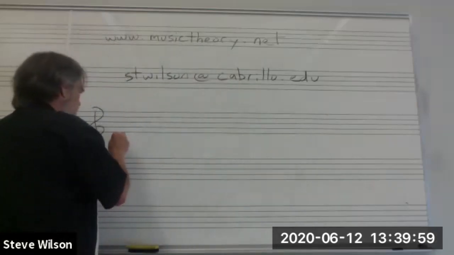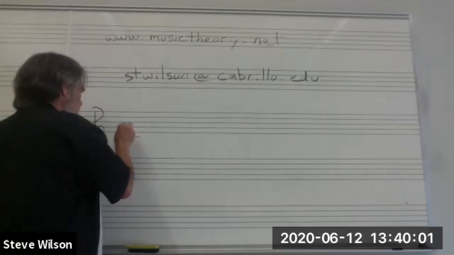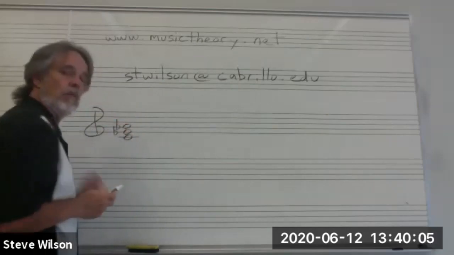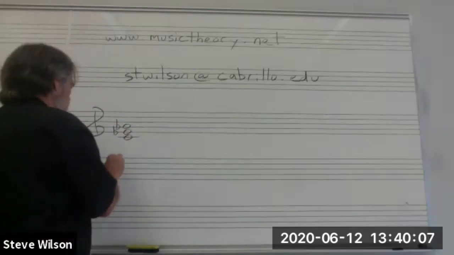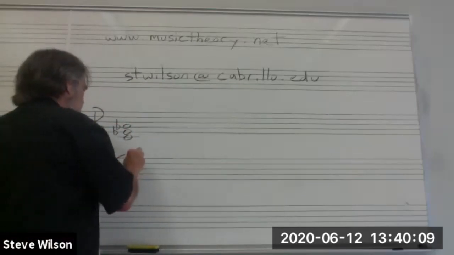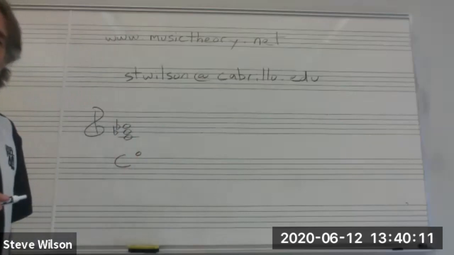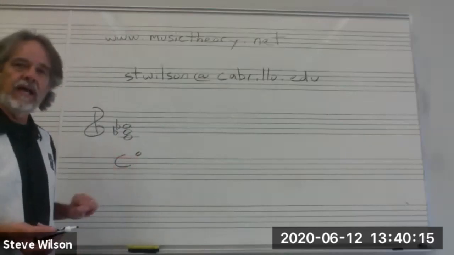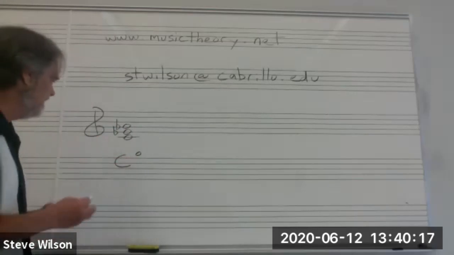The diminished triad is 1, flat the third, flat the fifth. Lower them, okay? So this is a C, and the most accepted chord symbol for that is a little degree sign, a little circle, okay? So that means C diminished.